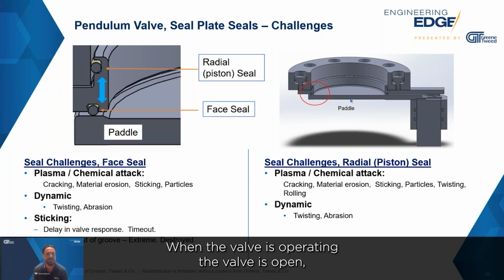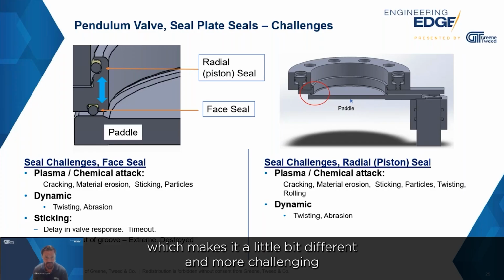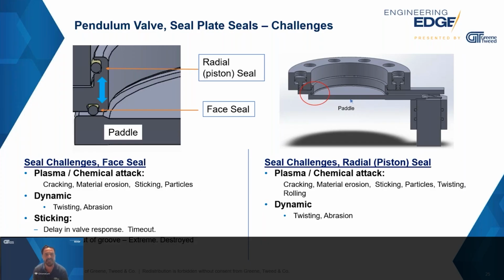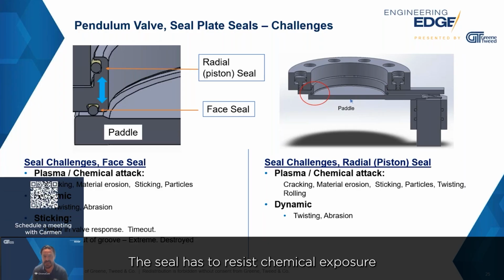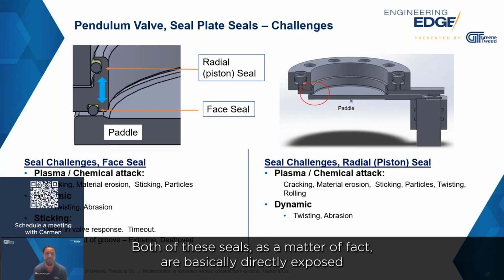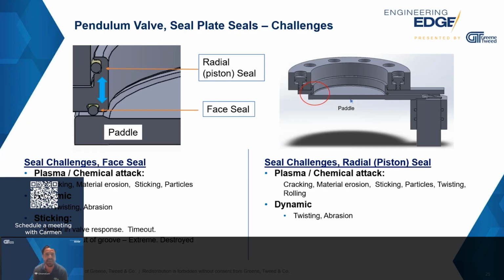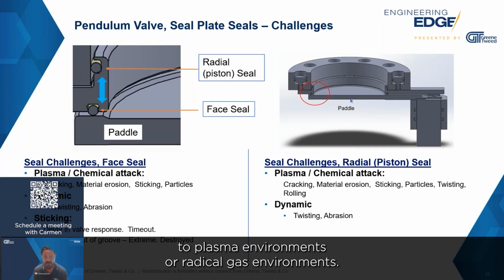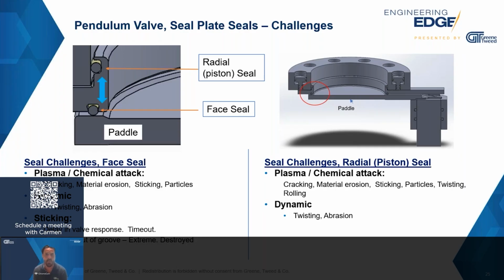When the valve is operating, the valve is open, which makes it a little bit different and more challenging than a typical seal application. The seal has to resist chemical exposure while the valve is open, right? So the seal is directly exposed. Both of these seals, as a matter of fact, are basically directly exposed to plasma environments or radical gas environments when this valve is in operation.